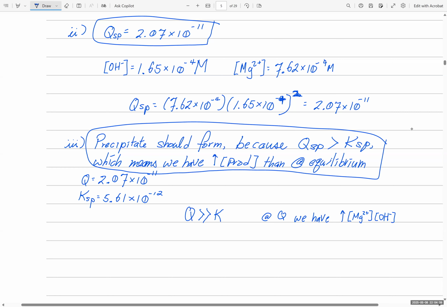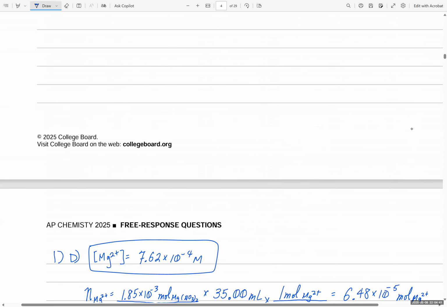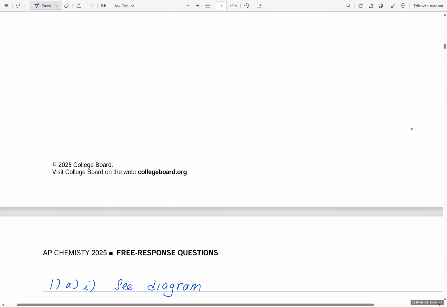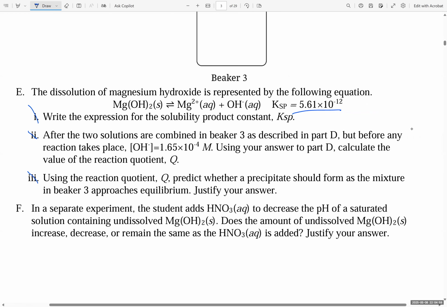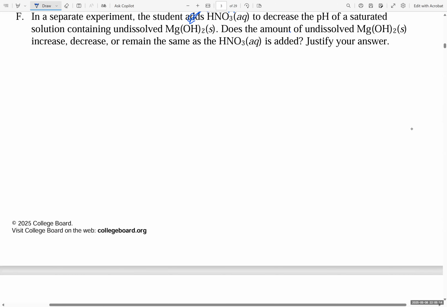All right, so that's our E3. Let's go back and check that off. All right, so E3 is done. Final question. F, in a separate experiment, a student adds nitric acid to decrease the pH of a saturated solution containing undissolved magnesium hydroxide. Does the amount of undissolved magnesium hydroxide increase, decrease, or remain the same? All right, so what are we adding? We're adding protons, essentially, which means it's going to react with what? It's going to react with this guy, right? So what's going to happen if it reacts? Well, it's not going to react with this guy. It's going to react with the dissociated hydroxide, right? So let's go make that happen.